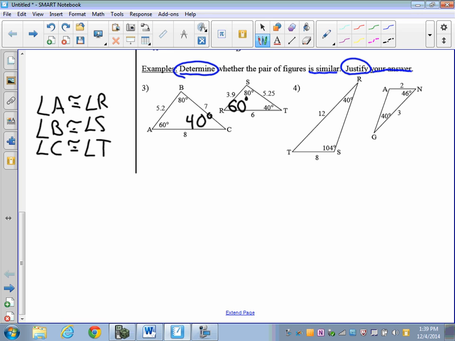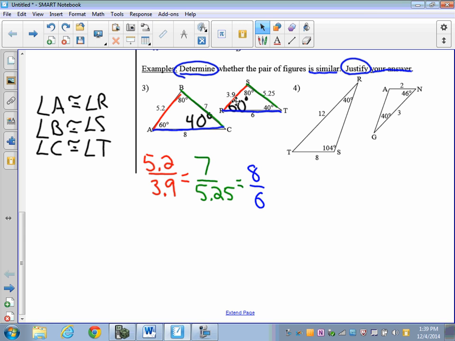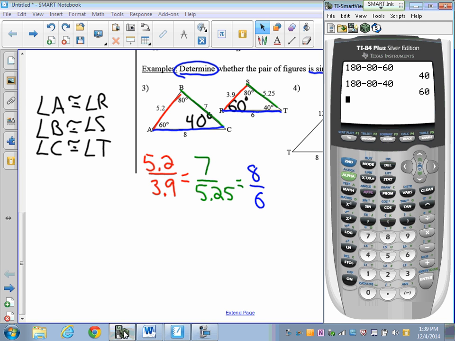Now I need to make sure that the sides are proportionate. So the side between 60 and 80 is 5.2, and we have 3.9 over it. So we have 5.2 over 3.9. Another side here, the side between 80 and 40, is 7 over 5.25. And lastly, I have 8 over 6. Those are the sides between 60 and 40 degrees. Remember how we talked a lot about included angles with congruent triangles?